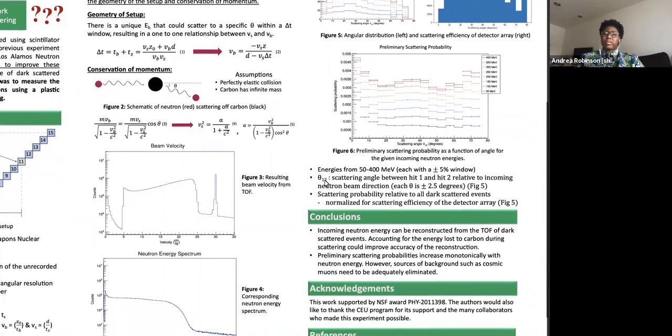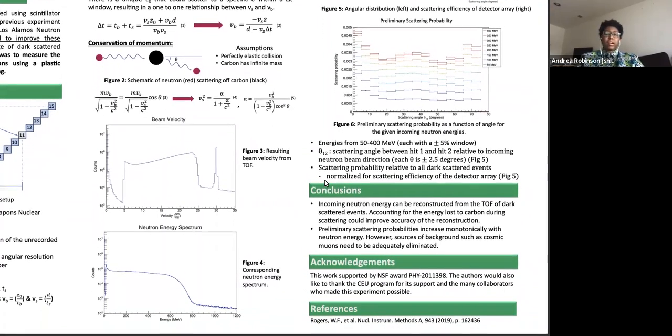So in conclusion, we're able to reconstruct the time of flight for dark scattered events in order to get the incoming neutron energy, and we're also able to produce this preliminary dark scattering probability.